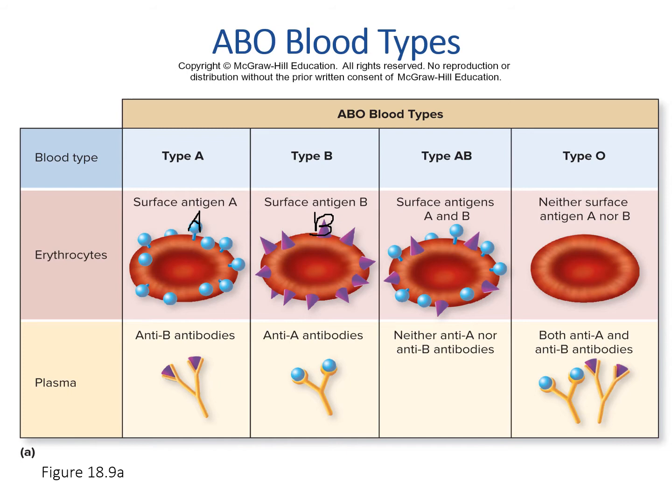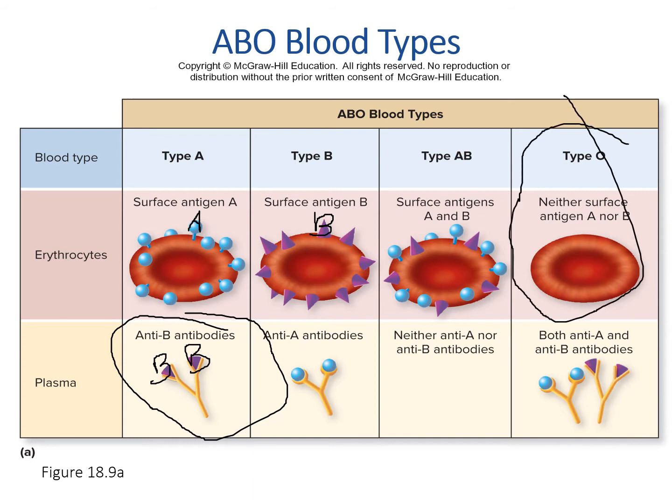I got blood type A, so what I have is anti-B. I've got anti-B antibodies. So don't give me blood type B or AB. The only one you can give me is A or O, as long as you give me this stuff, because I don't want their plasma. I just want their red blood cells. That one you can give to everybody, blood type O.